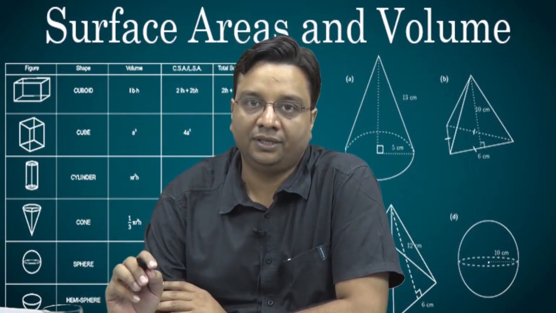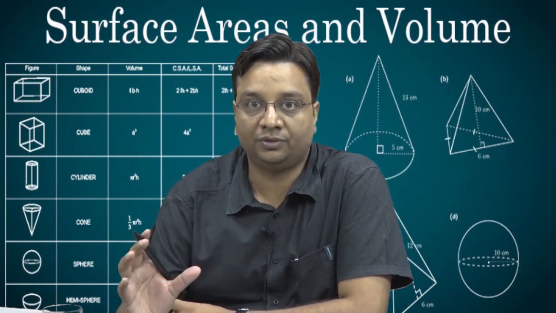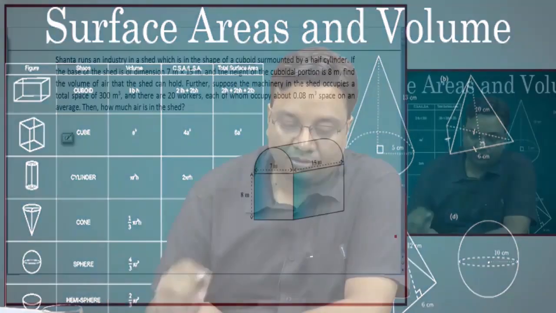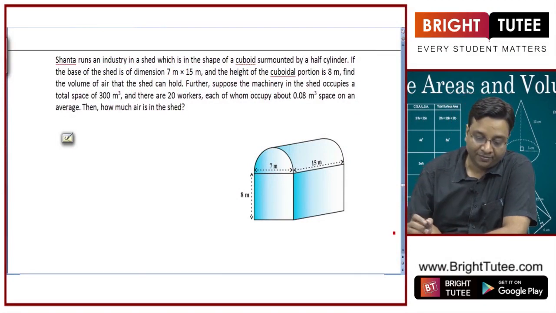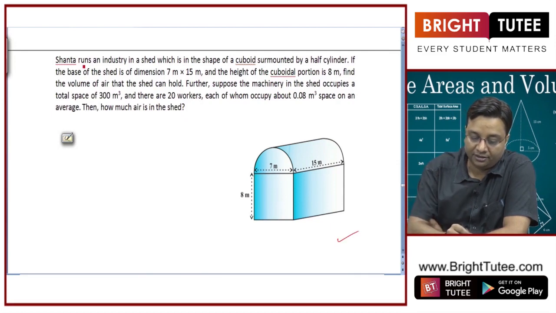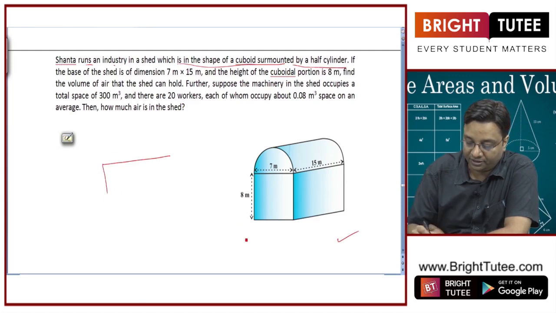In this exercise we will do the questions based on volumes of combinations of solids. So let us start with an example here so that we understand this topic better. There is this shed. Shanta runs an industry in this shed, which is in the shape of a cuboid surmounted by a half cylinder. So there is a cuboid, the base shape, and then it is surmounted by a half cylinder. Let us say this is the cuboid.